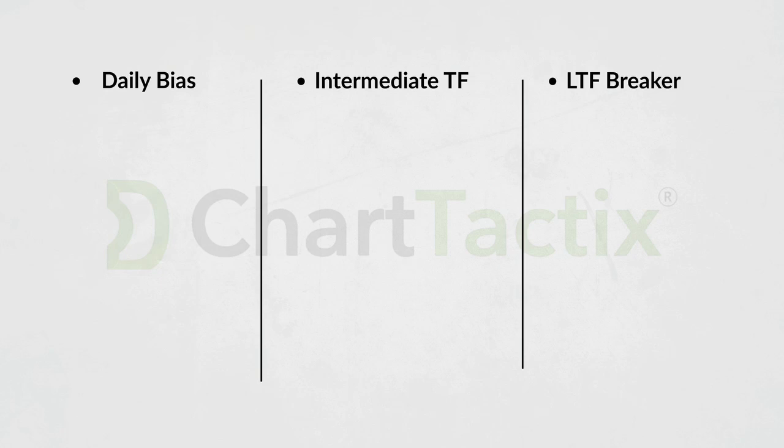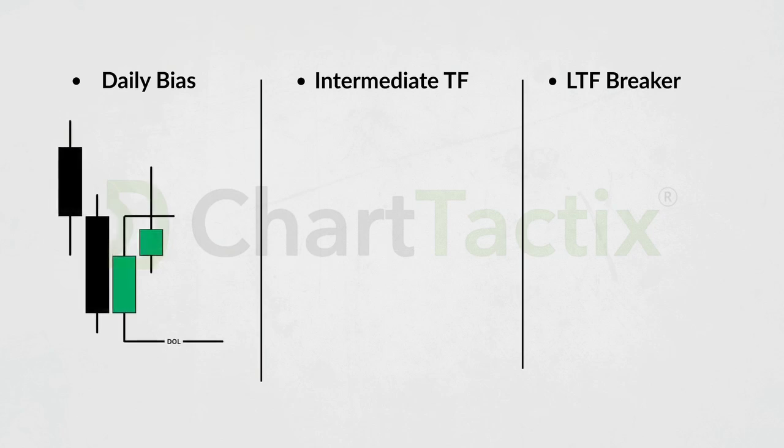Now, on the daily chart, what are we mainly looking for? We're simply looking for directional bias. Just like we can see here, price swept the previous candle's high, which tells us that the most likely next draw on liquidity is this swing low.